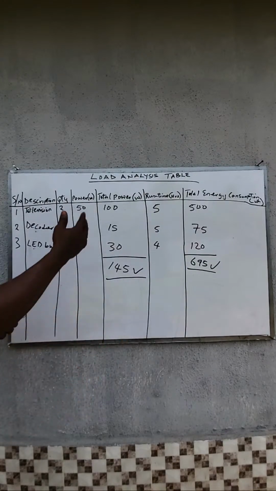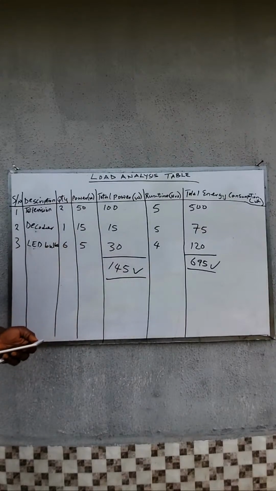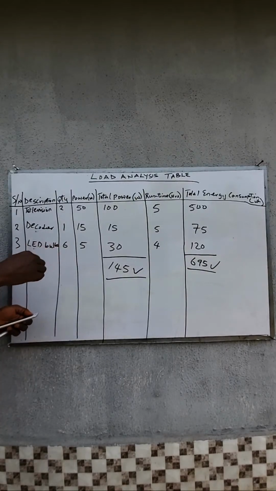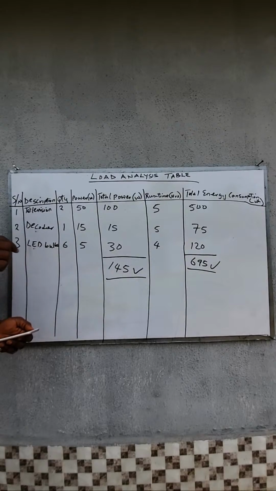You sit with him. I have 5 television. How many hours are you going to use this television, sir? The person will tell you, you jot it down. What is the power rating of this television? Now, if you don't know the power rating of the television, you can look at the back of that television. There's what we call a nameplate or a specification sheet. It will give you the power rating of that television.